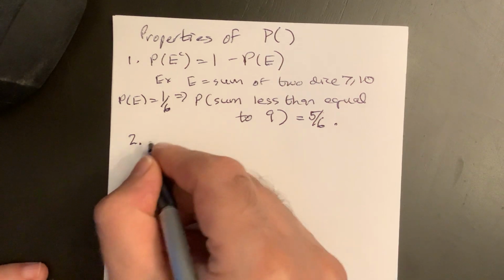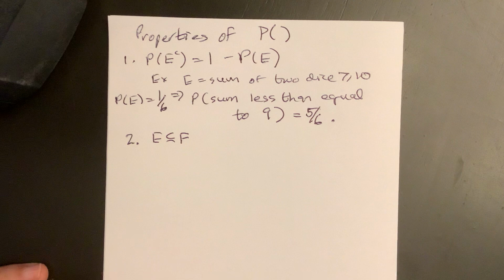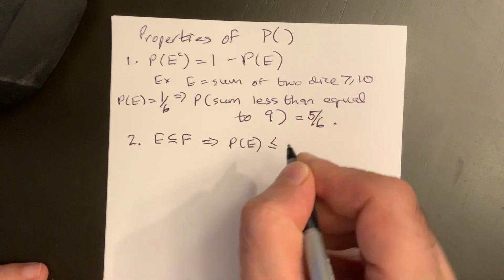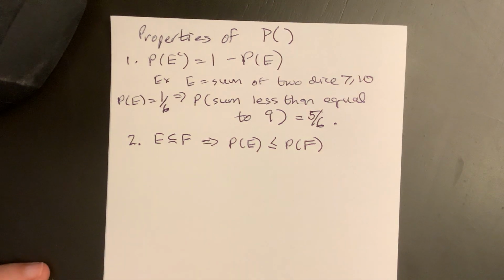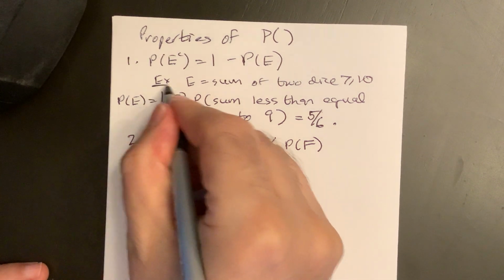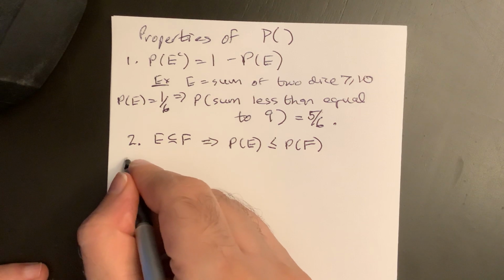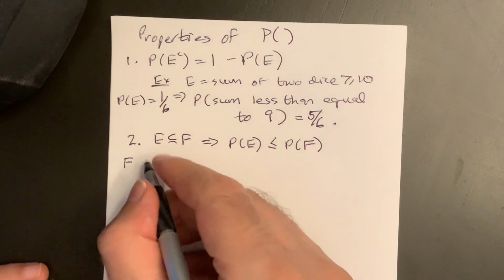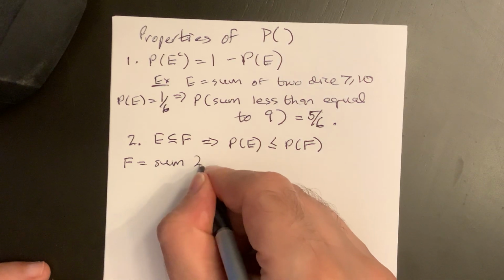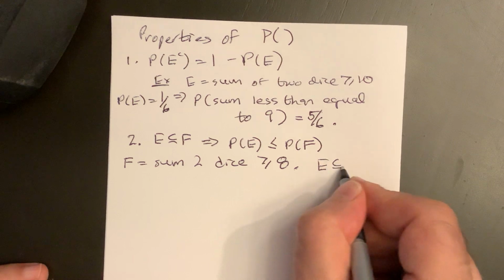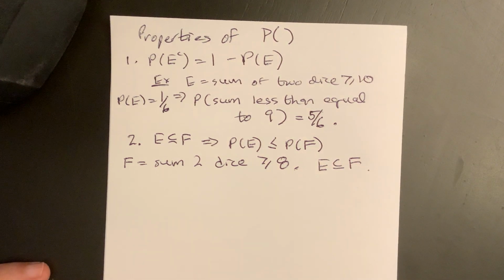2, if E is contained in F, possibly equal to F, then what do you think? P of E should be less than or equal to P of F. This is clear from some examples. Suppose E is the sum of two dice greater than or equal to 10. So let E be as above. Suppose F is, say, the sum of two dice greater than or equal to 8. So that E is contained in F, right? Because if it's greater than or equal to 10, then it's greater than or equal to 8.